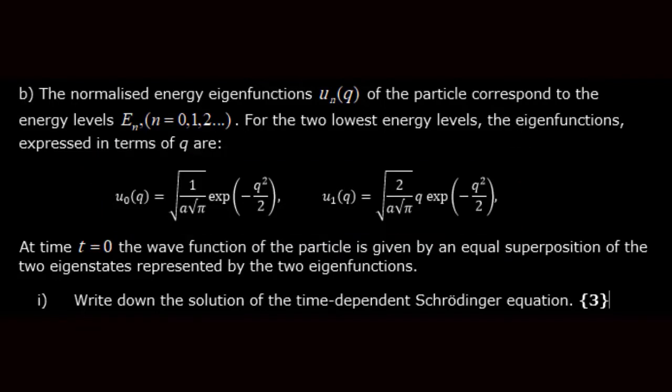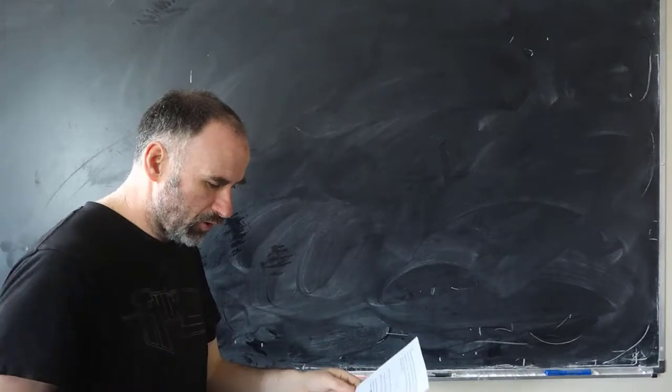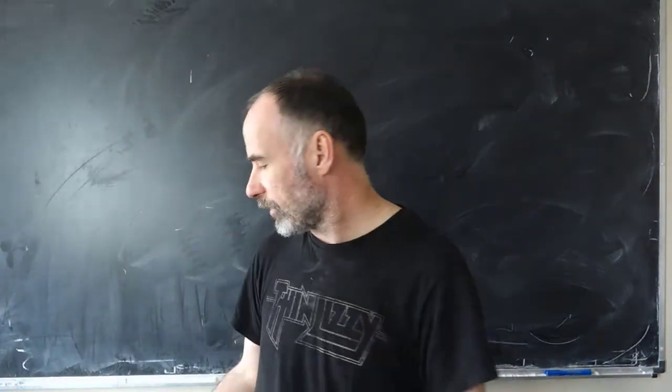At time t equal to 0, the wave function of the particle is given by an equal superposition of the two eigenstates represented by the two eigenfunctions. Write down the solution of the time-dependent Schrödinger equation. And then we've got something based on the raising and lowering operators, which I'll get to.